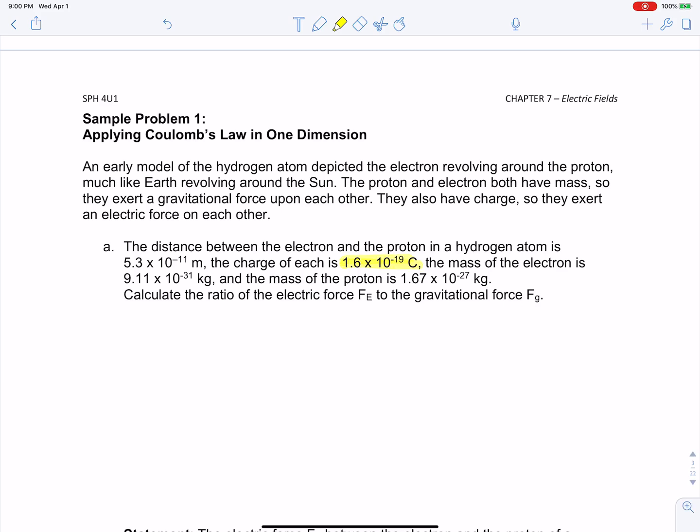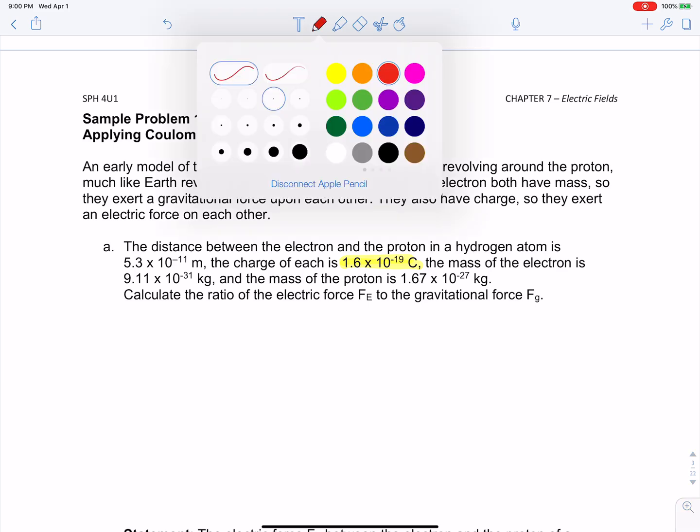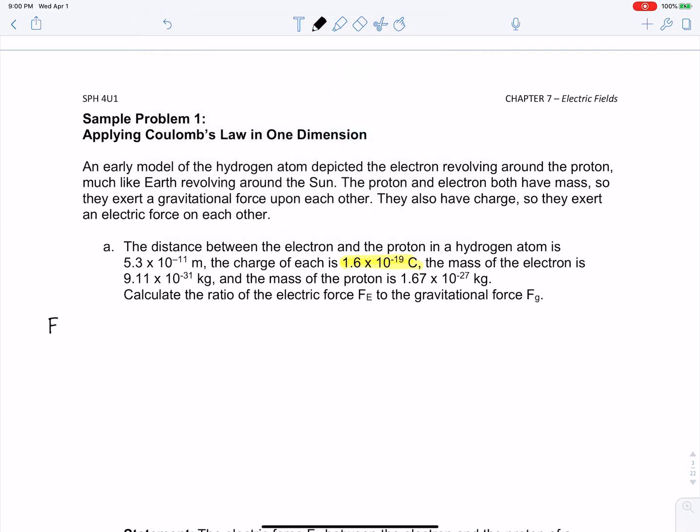The mass of the electron is 9.11 times 10 to the power of negative 31 kilograms, and the mass of the proton is significantly larger. It's 1.67 times 10 to the power of negative 27 kilograms. Your job is to calculate the ratio of the electric force to the gravitational force. So let's take a look. Let's find both the electric force and the gravitational force.